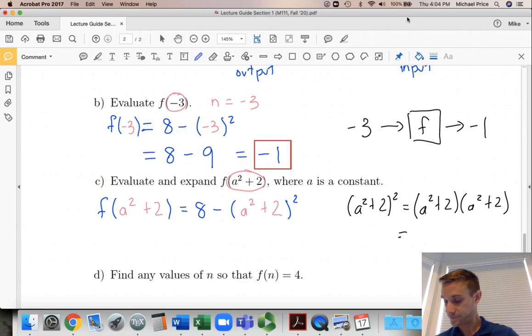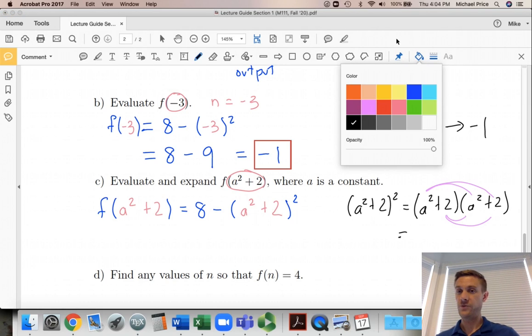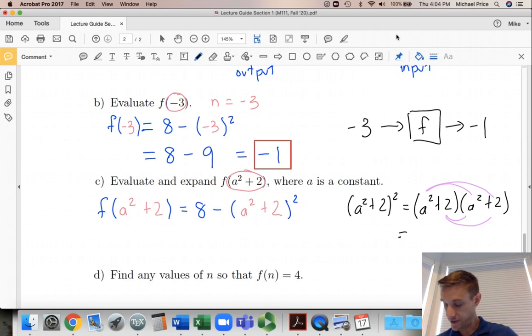It'll be okay. So this says everything in one set of parentheses needs to get multiplied by everything in the next set of parentheses. So FOIL, or the distributive property, which is really what's happening, would give us something like, what is that? A squared times a squared is a to the 4th. We'd have a 2a squared, another 2a squared, and a 2 times 2, which is 4.